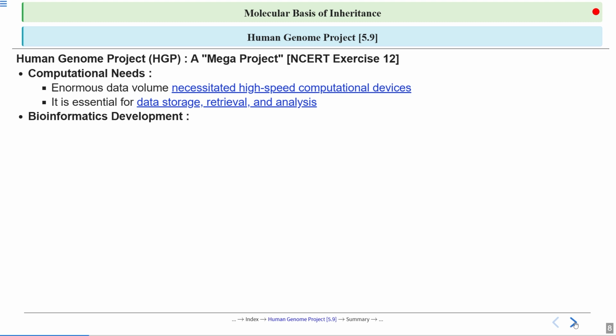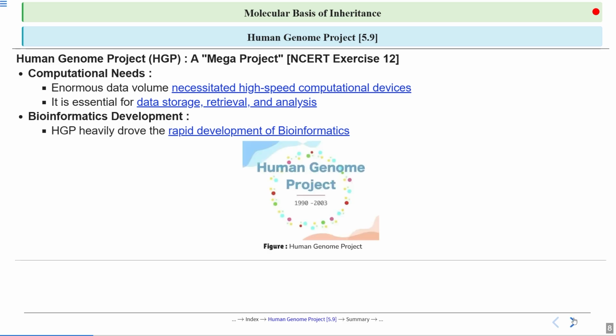Now, if we talk about bioinformatics development, HGP heavily drove the rapid development of bioinformatics. If you want to understand it in layman's language, bioinformatics is when we combine biology with informatics, biology with coding. That is bioinformatics. So HGP heavily drove this rapid development of bioinformatics.